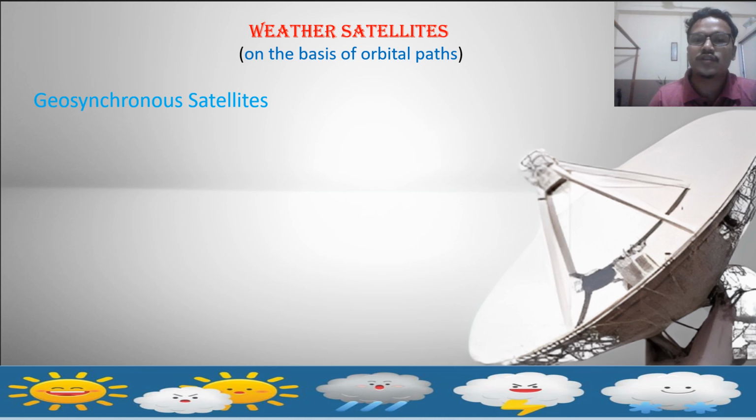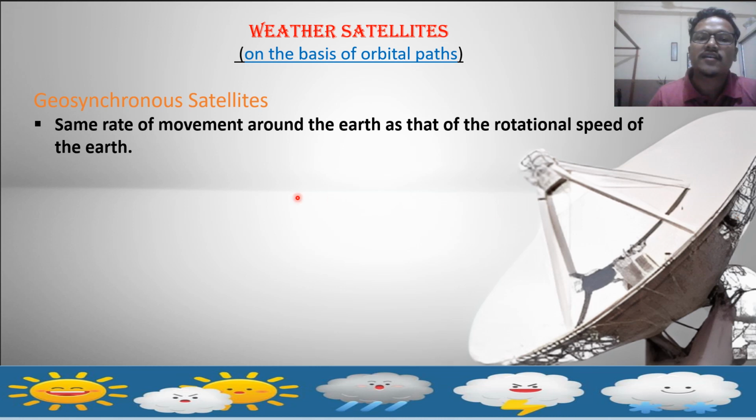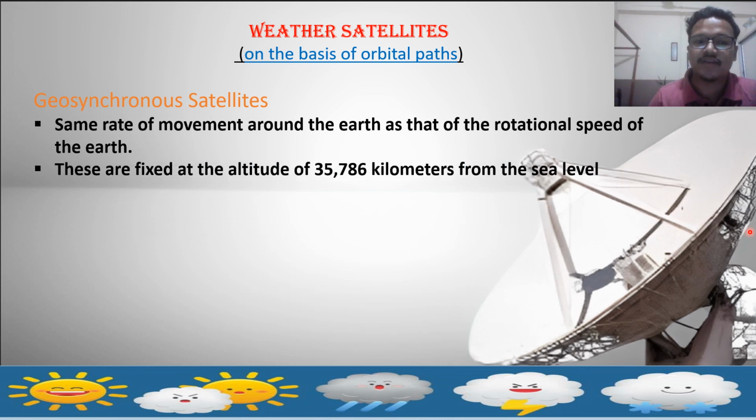So now we continue with weather satellites, but on the basis of orbital paths. And these are the geosynchronous satellites. What are geosynchronous satellites? They move around the Earth at the same rate as the rotational speed of the Earth. These are fixed at an altitude of 35,786 kilometers from sea level, and these are called high altitude satellites.